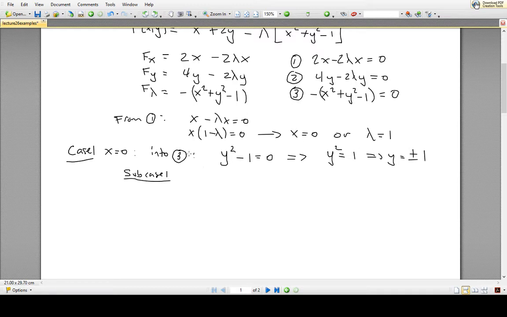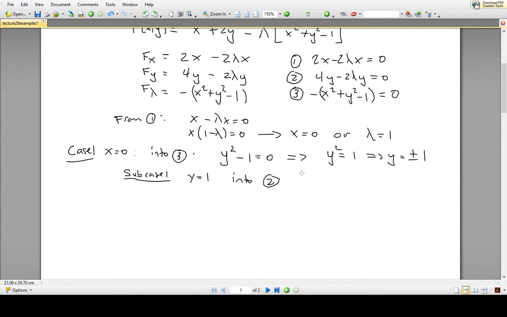let's pick one of these values for y. So y is equal to 1. And if I put that into equation 2, so I know I have now chosen that x is 0, because that's case 1, and sub case 1 is that y is 1. So x is 0, y is 1.